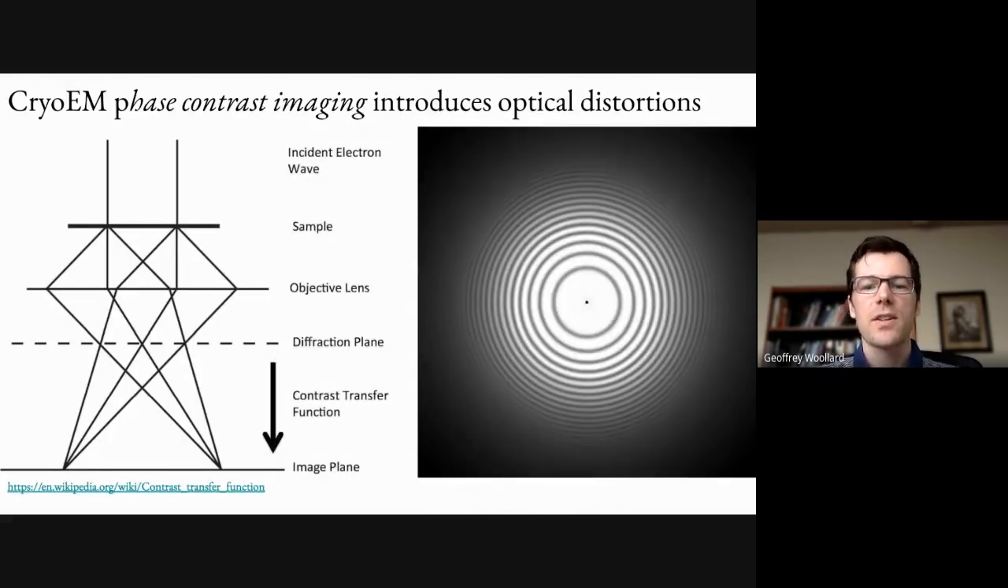There's also an effect called the contrast transfer function that introduces optical distortions. The microscope itself does a physical Fourier transform, and this oscillating ringing pattern can be undone by taking a mathematical transform of the image and dividing that out.